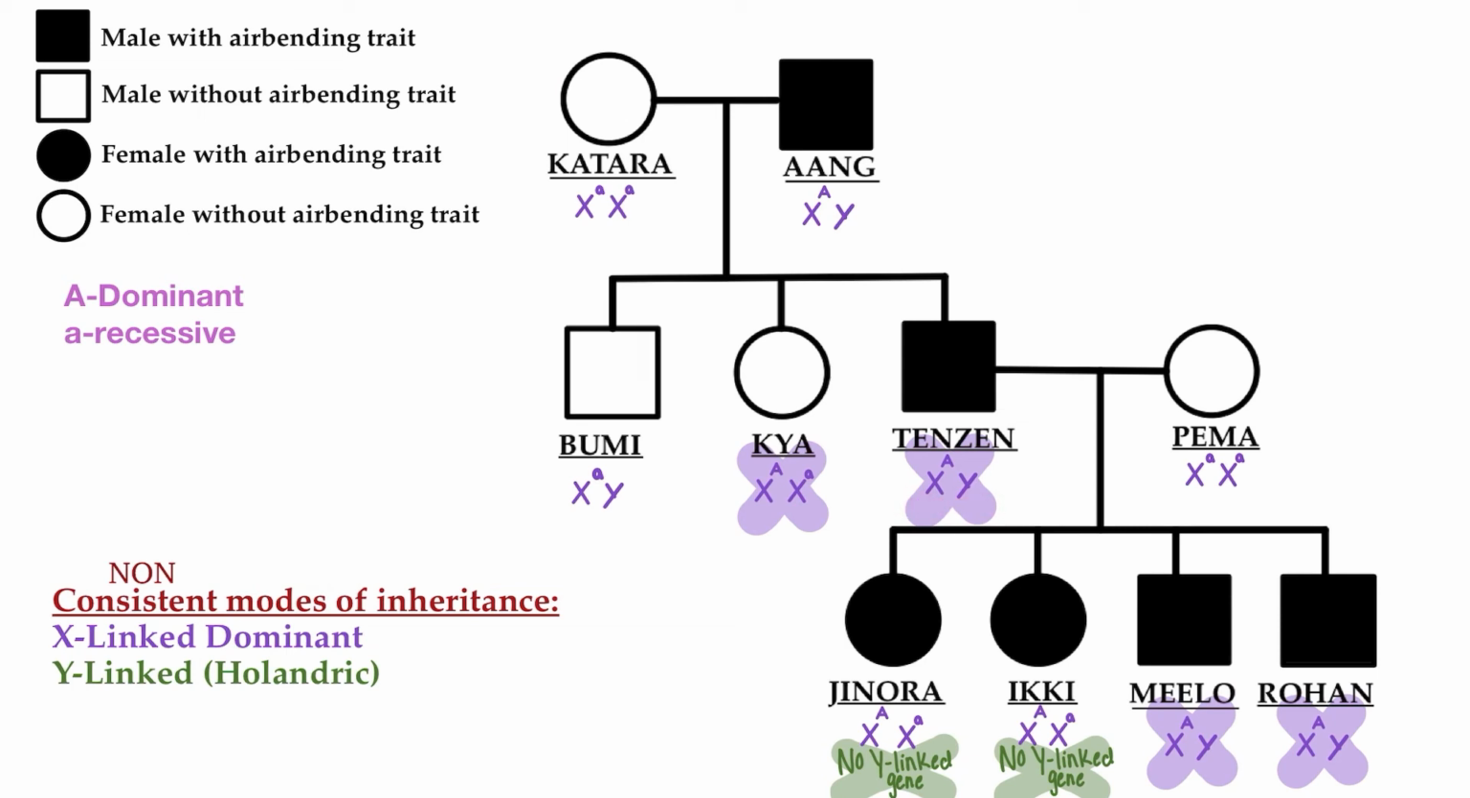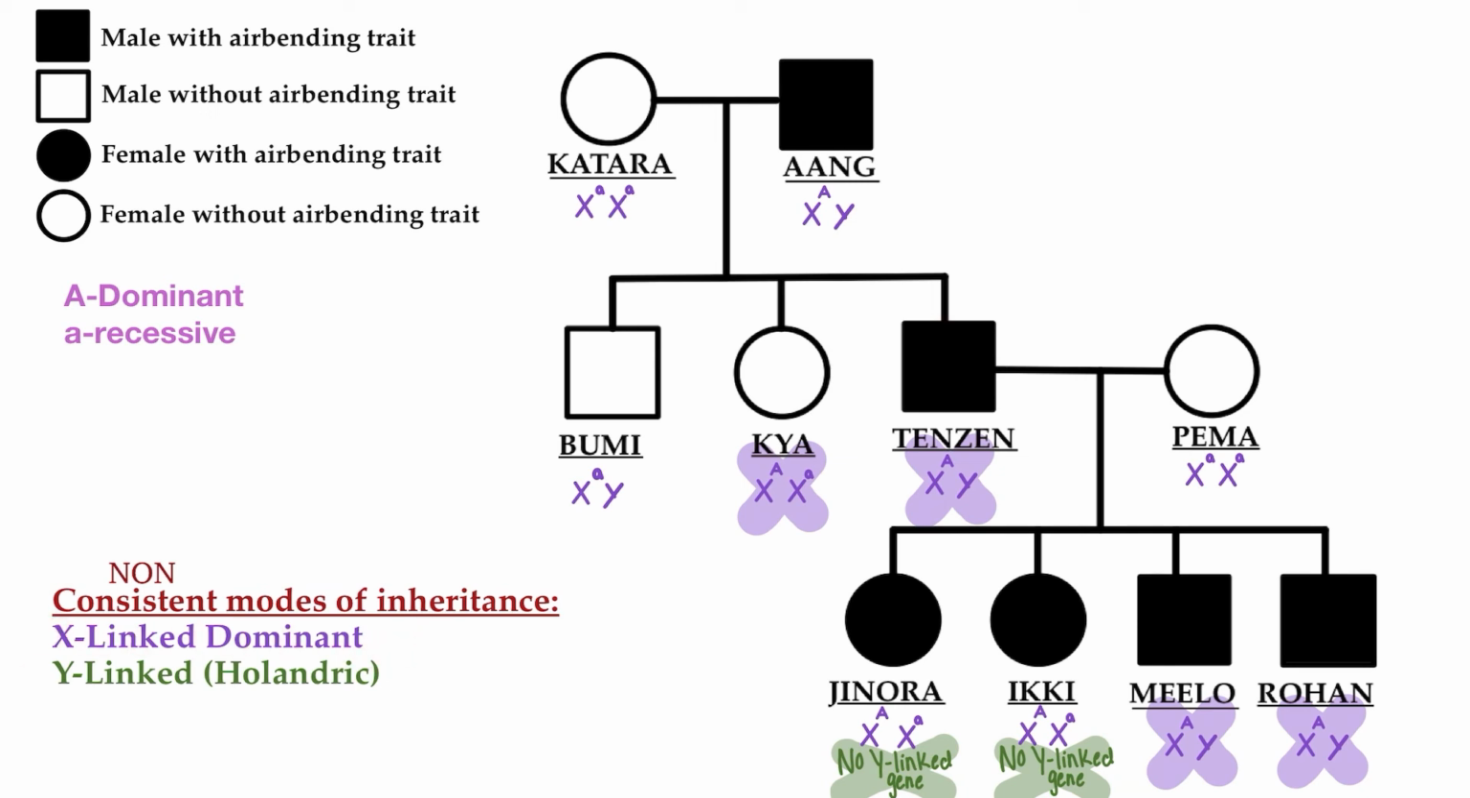Next, let's look at Tenzin. Tenzin got his Y chromosome from his father and would have had to get his X chromosome from his mother. His mother does not have the airbending trait, therefore she would not have been able to pass it to Tenzin. And in the show, Tenzin had the airbending trait. So that means the X-linked dominant is not consistent.